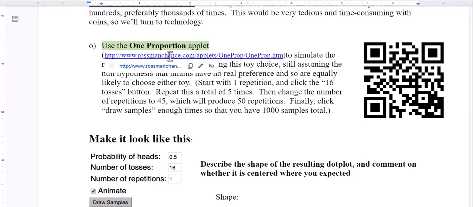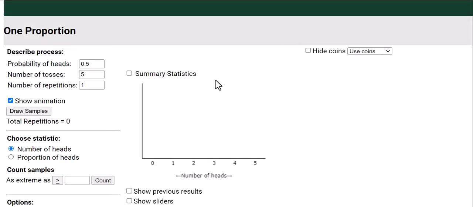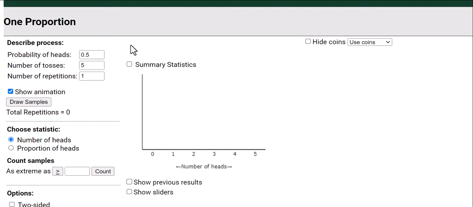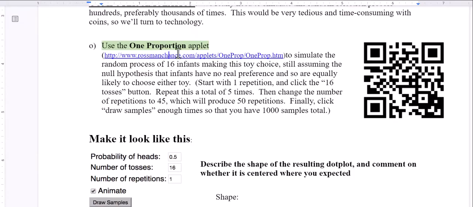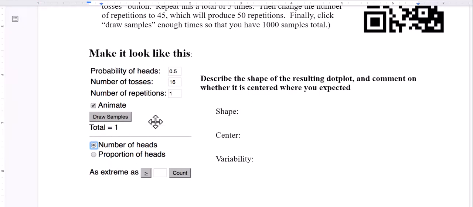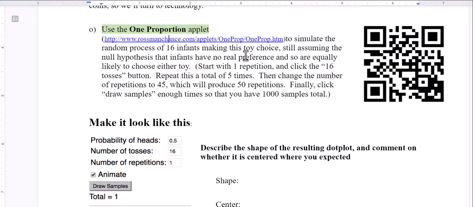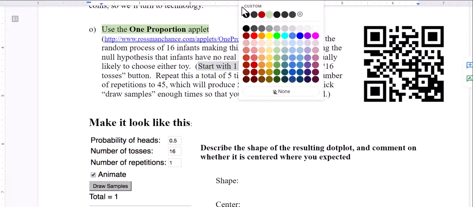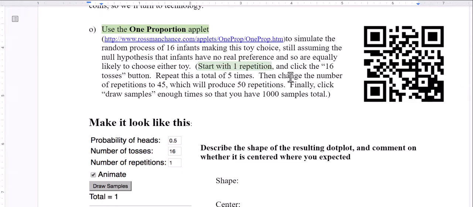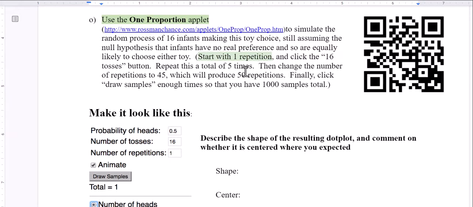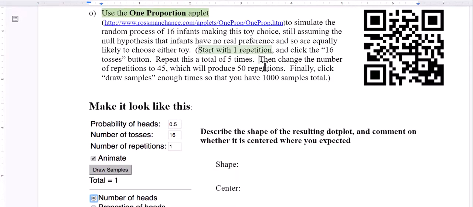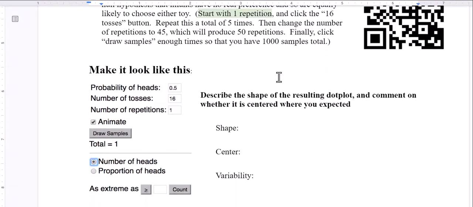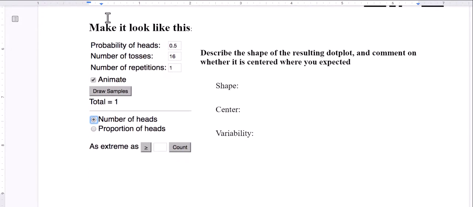So go ahead and click on this and you can open it. And it's going to take us to the one proportion applet. Going back to the handout, let's make sure we make it look like this. We're going to start off by just doing one. So over here, start with one repetition just to get a hang of how the applet works. And then we're going to repeat this 5 times just to try to get used to what it looks like. Then we're going to do 50 repetitions until we have a total of 1,000. So you want to make it look like this.